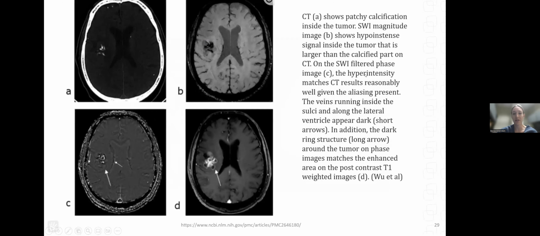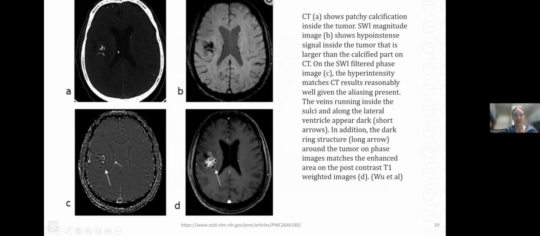You can also, again, use it to identify blood versus calcium products. So this was an example of a patient who got a CT head. I believe he had a history of like neurocysticercosis that had been treated and then came in for worsening headaches. So they were kind of trying to see, is this old infection? Is this something new? So went ahead and got a CT scan.